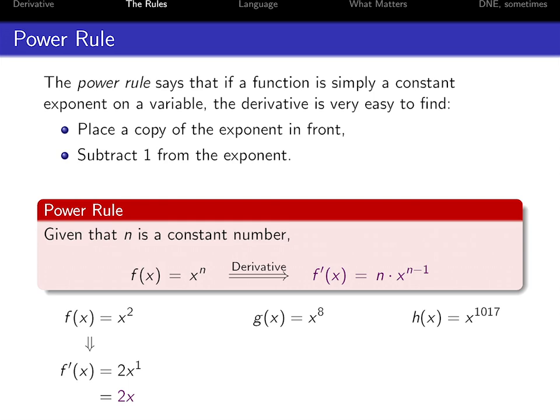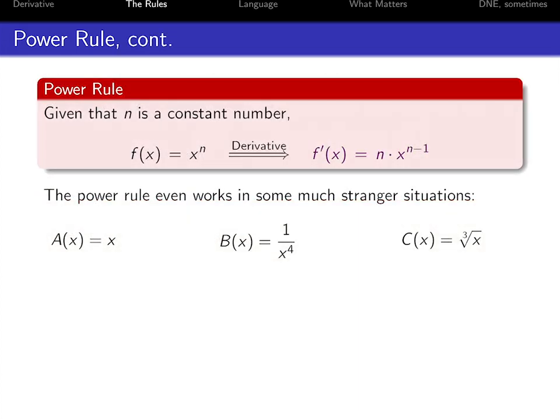Move on to g of x equals x to the 8th, exact same thing. We move the 8 out to the front, and x to the 7, right? Subtract 1, that's our new exponent. Same thing even for a big exponent like h of x, 1017 x to the 1016, right? Just move it down and subtract 1. Simple as that.